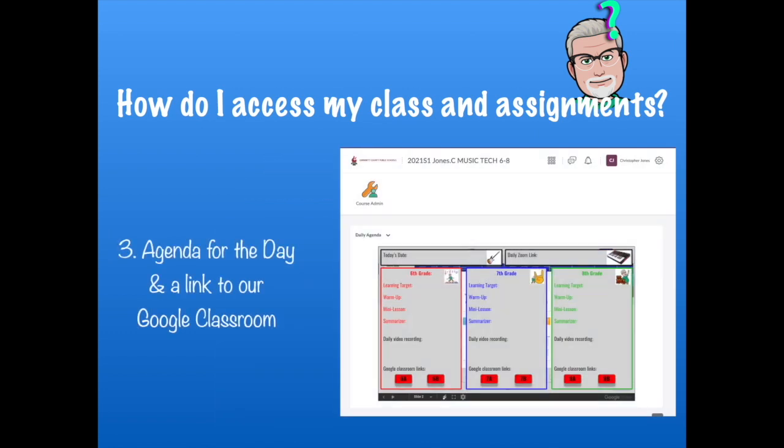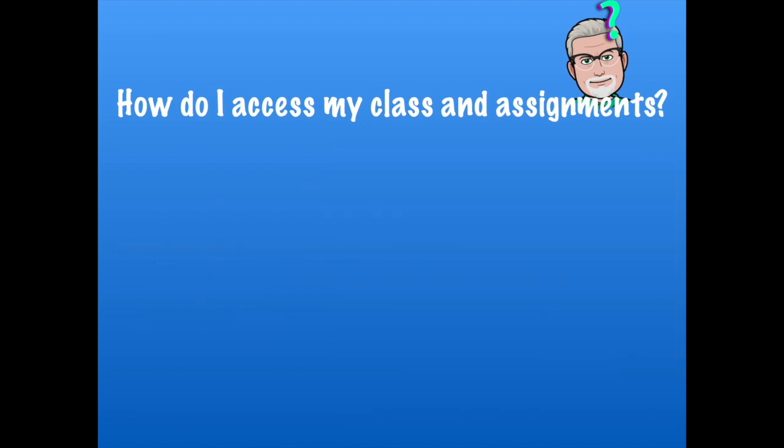Once you do that, all of your classes should look very similar, where you're going to see the agenda for that day and a link to the Google Classroom. In the agenda, you'll see what our learning targets are for the day and our plan for our activity. Then, across the bottom of that page, you'll see that there's a box for each class. You just click on your class, and that's going to link you and take you directly to our Google Classroom.